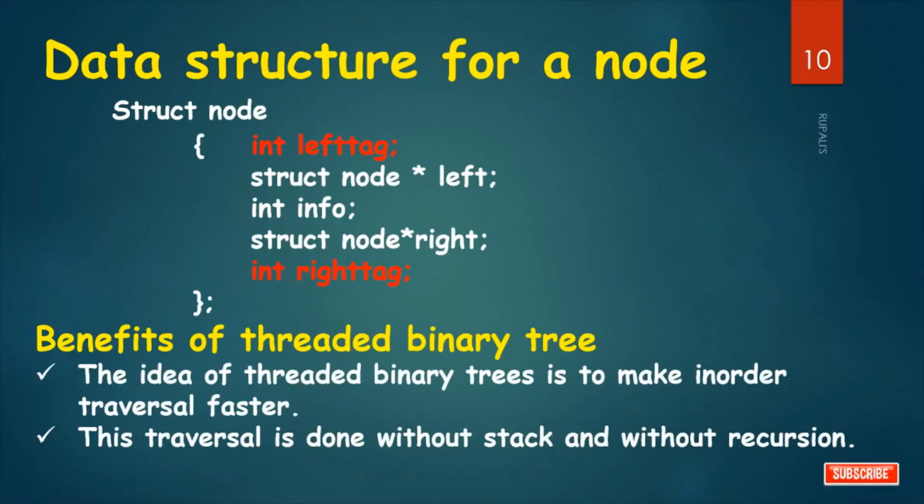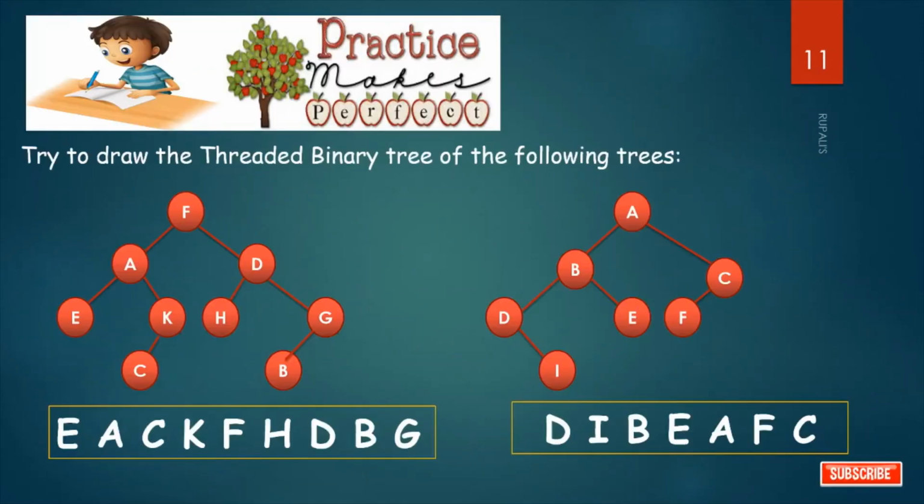What are the benefits of a threaded binary tree? The idea of threaded binary trees is to make in-order traversal faster. This traversal is done without a stack and without recursion. We get the address of the parent node through a thread, otherwise we have to store the address of the parent node in a stack.